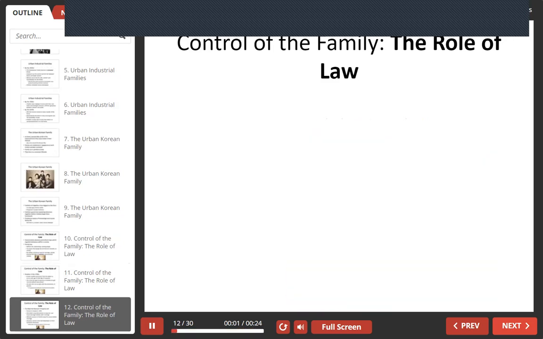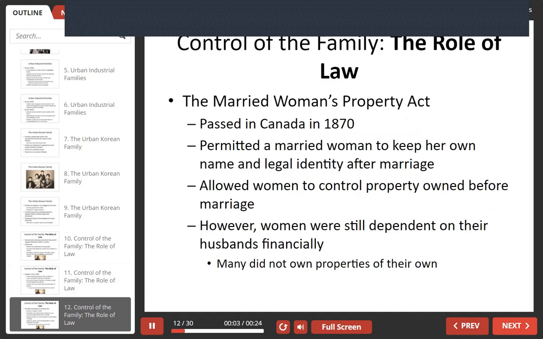In 1870, the Married Woman's Property Act was passed. It permitted a married woman to keep her own name and legal identity after marriage. It allowed women to control property owned before marriage. However, women were still financially dependent on their husbands, and many did not own properties of their own in the first place.